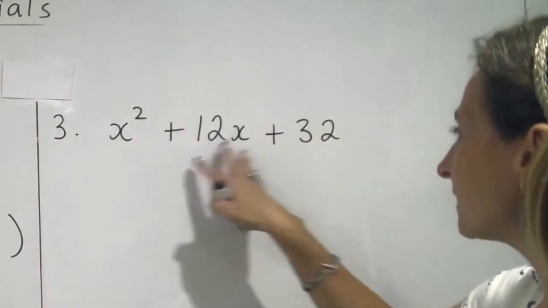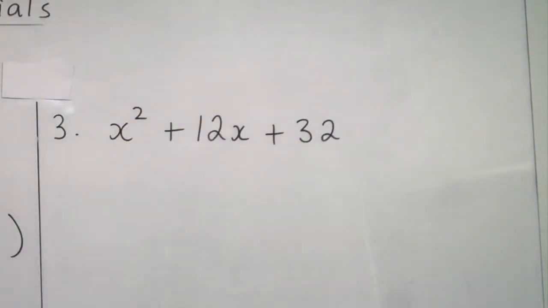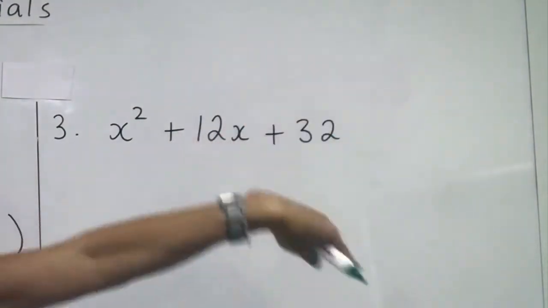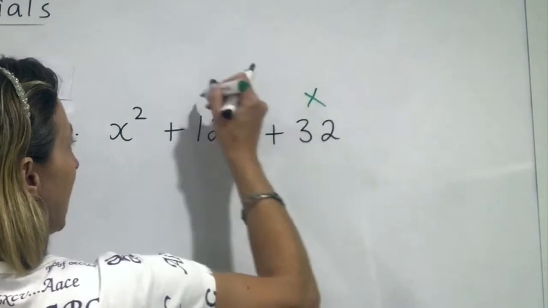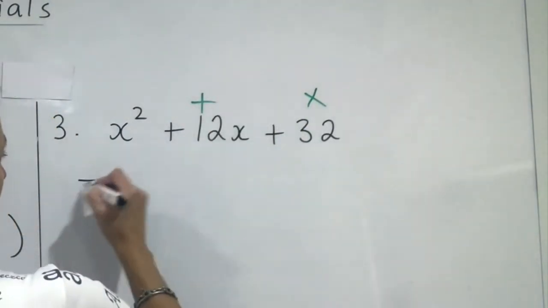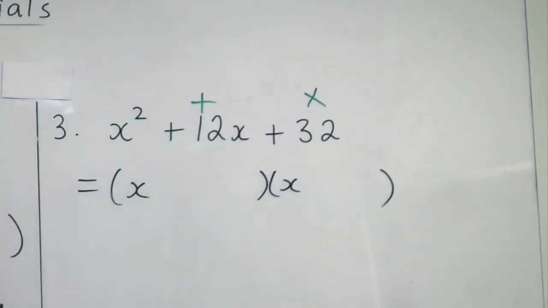X squared plus 12x plus 32. This one should be relatively easy now that we've done those 2. All in the right form, everybody gets that now. We're multiplying to give 32, adding to give 12. You write down your brackets, be prepared for whatever's coming. We then have to think of 2 numbers that multiply to give 32 and add to give 12.